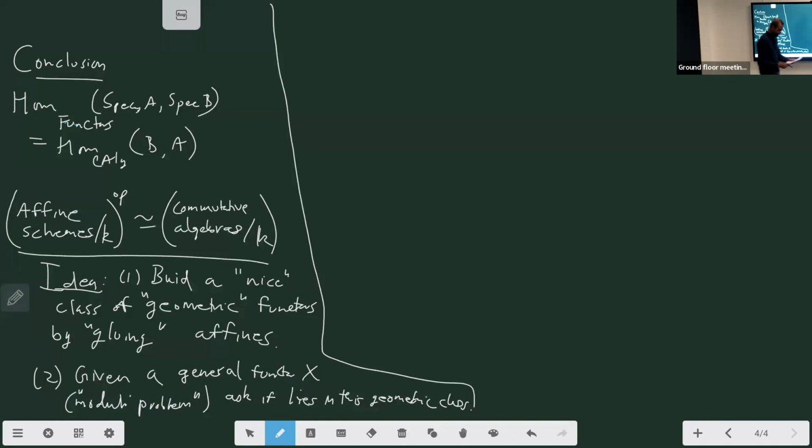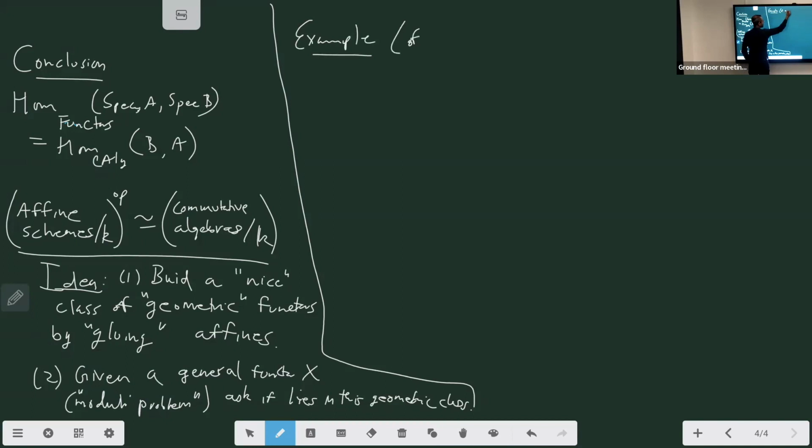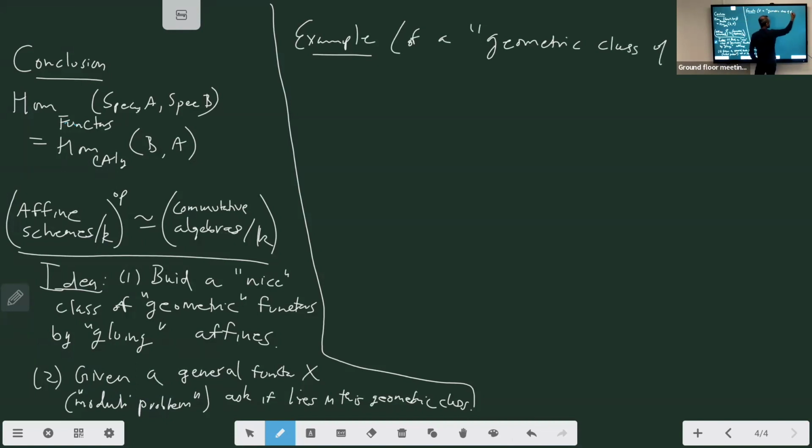So if no one wants to, I'll just say very briefly what I mean by geometric functors in this special case, and then we go to the examples and so on. So I won't go into detail. I'll just say very quickly, since you've already seen it, what schemes are. An example of a geometric class of functors might be schemes.